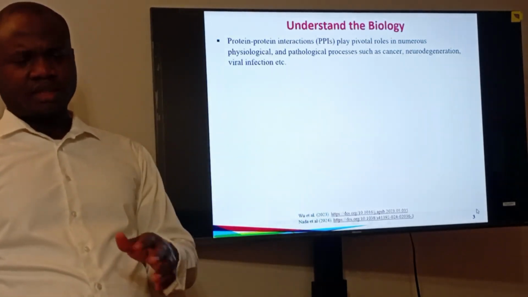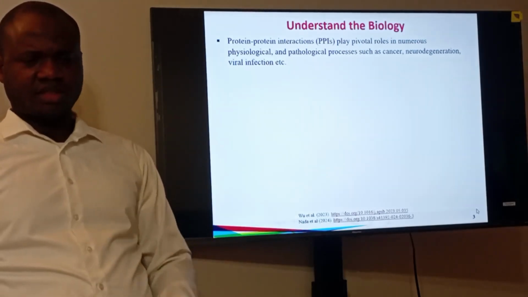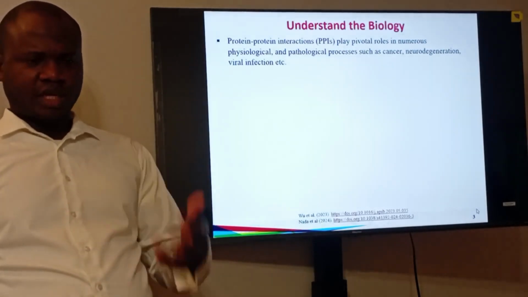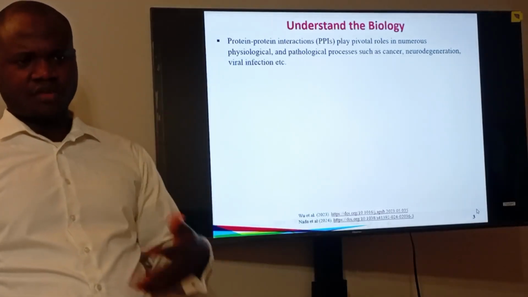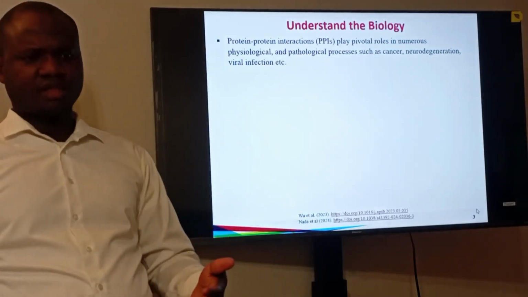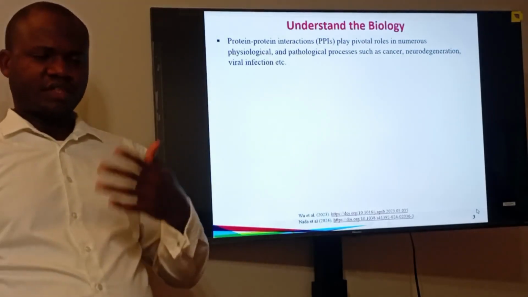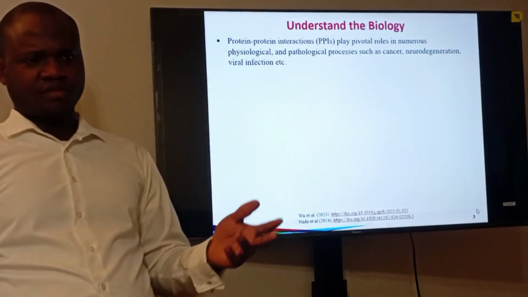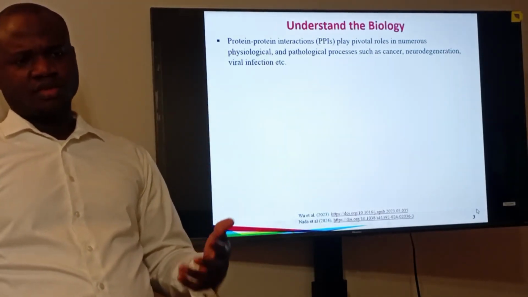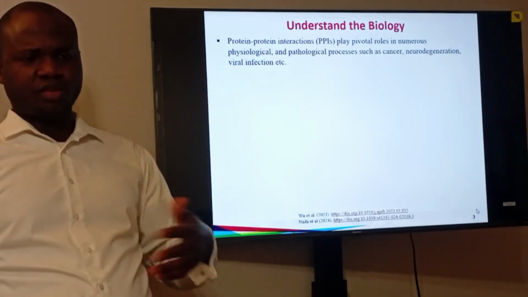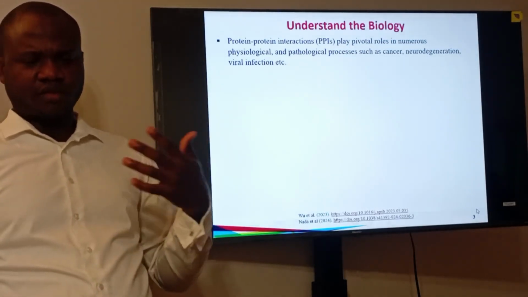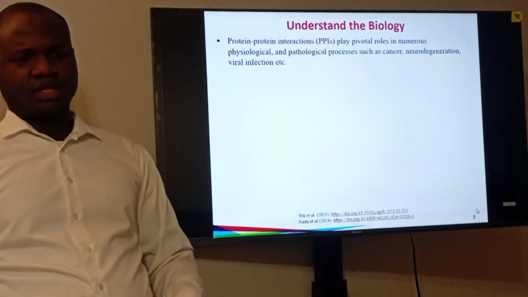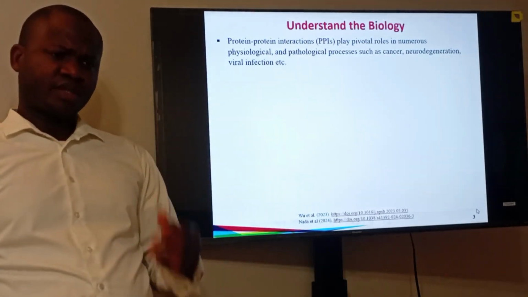In normal physiological states, protein-protein interaction occurs in order to bring about signaling for normal homeostasis of the cell. But in the case of a disease, for example cancer, the aberration of this protein-protein interaction could favor the proliferation of the cancer cell, and the degeneration of neurons in the case of neurodegenerative diseases.